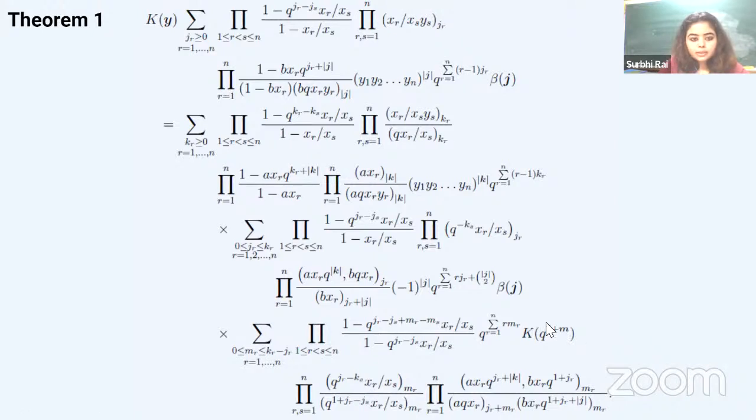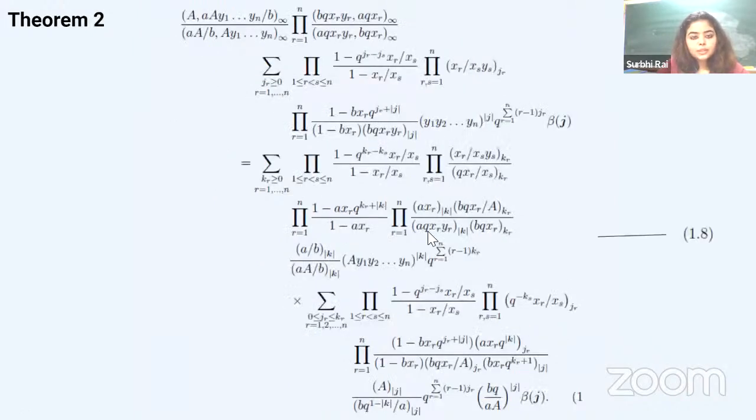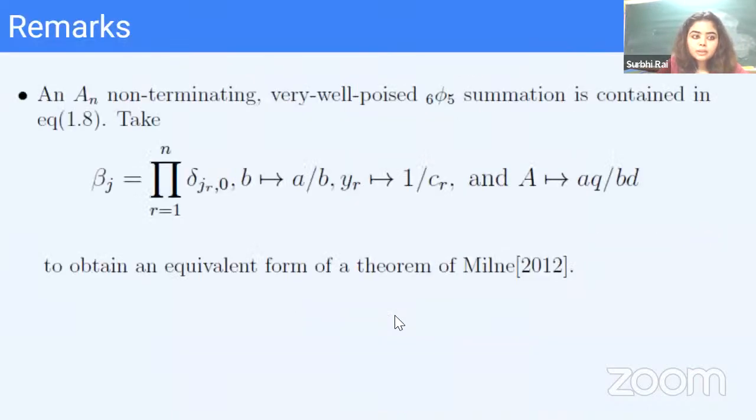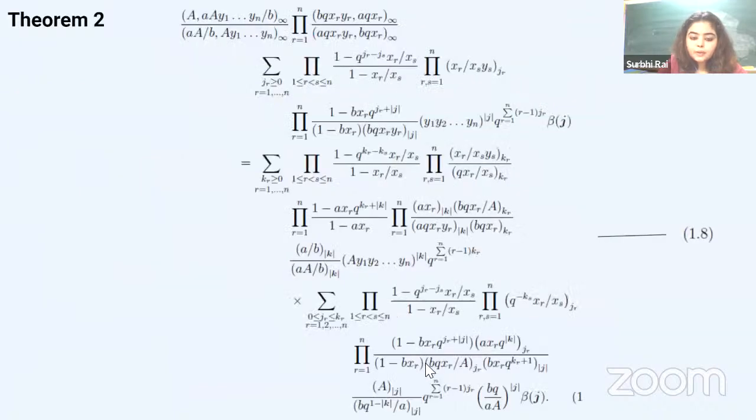So let's look at the next result. Here we substituted ky with this term, which you can see here, the one before the summation. And this led to, using a 3-feet-2 summation given by Milne, we could sum the innermost sum, and we obtained this summation formula, Theorem 2.